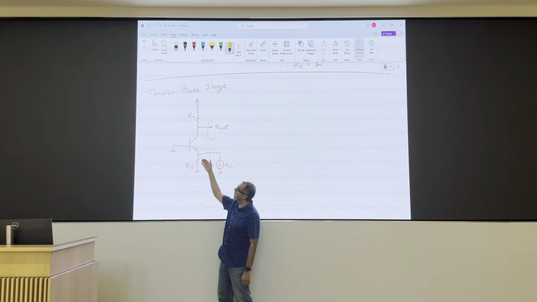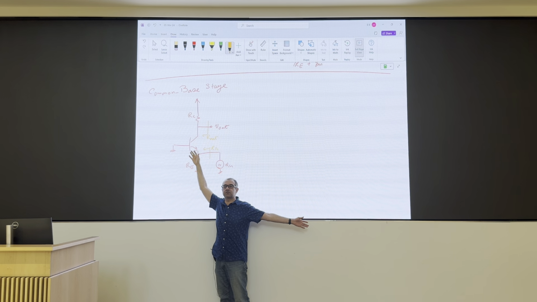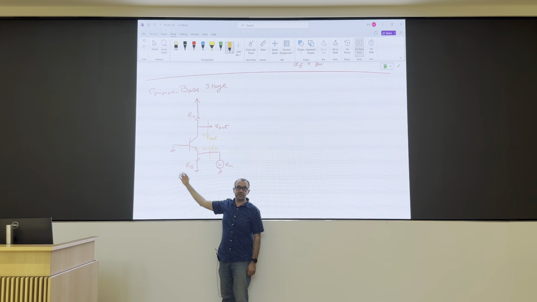What about the input resistance? I'm looking into the emitter of this guy. Large or small? Small. It's 1 over gm, in parallel with this RE. But it's a small input resistance.